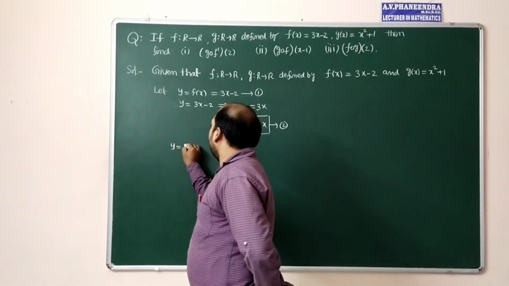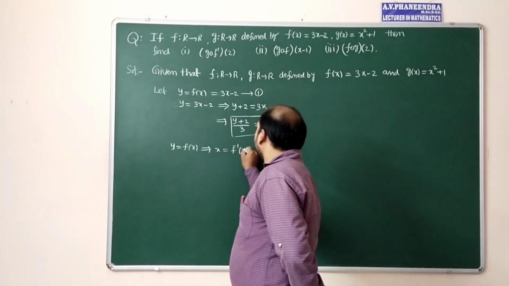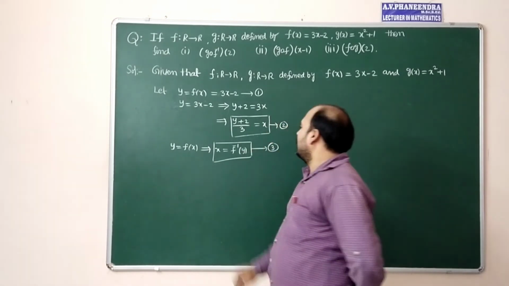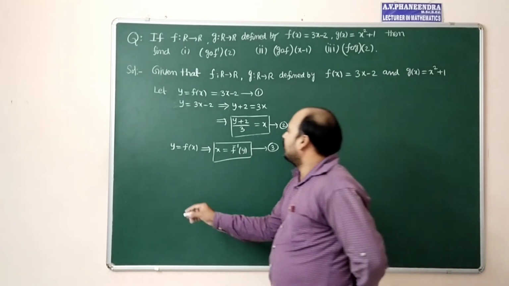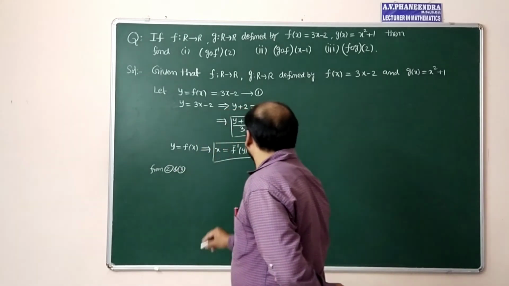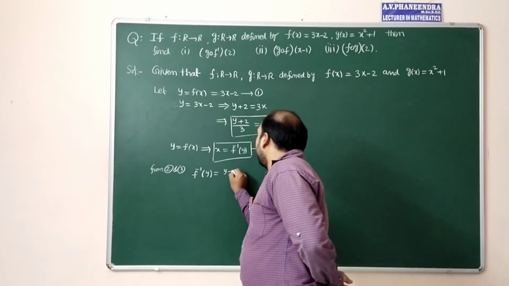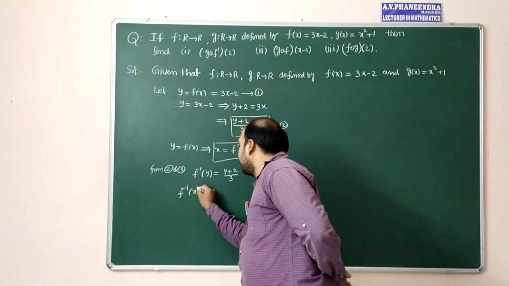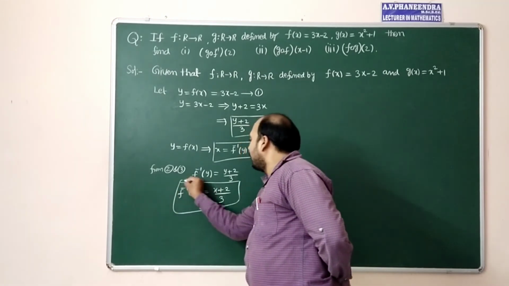y is equal to f of x, then x is equal to f inverse of y. Equation number 3. From equations 2 and 3, both x values are equal, means these two are equal only, no? Therefore, from 2 and 3, f inverse of y equal to y plus 2 divided by 3. That is, if we want f inverse of x, f inverse of x is equal to x plus 2 divided by 3. This is the inverse of the given function.